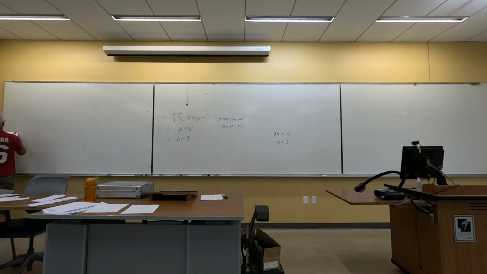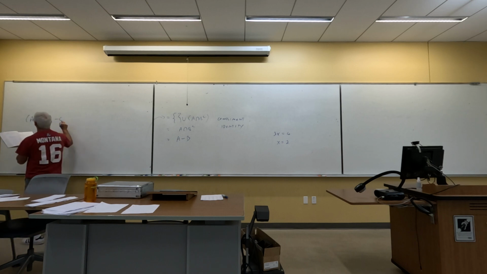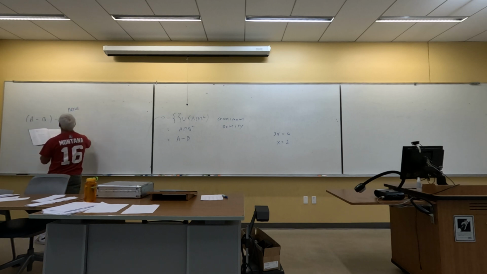Back to where I was here. Okay, fairly simple problem. I think I did this, I can't remember, I don't think I did this one yesterday. Hold on. A minus B minus C. I want to prove that this equals A minus B union C.